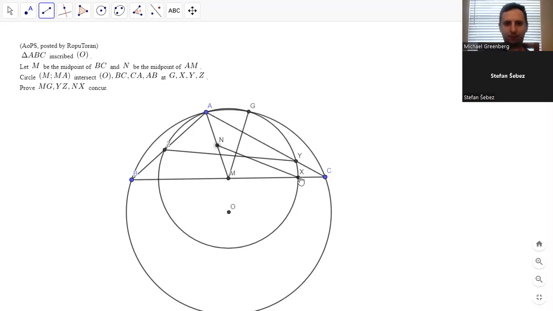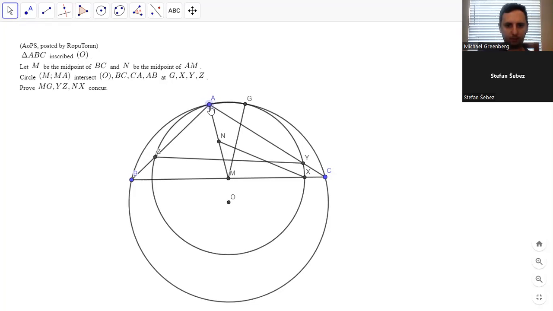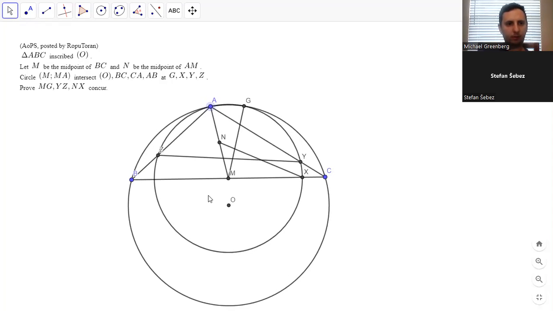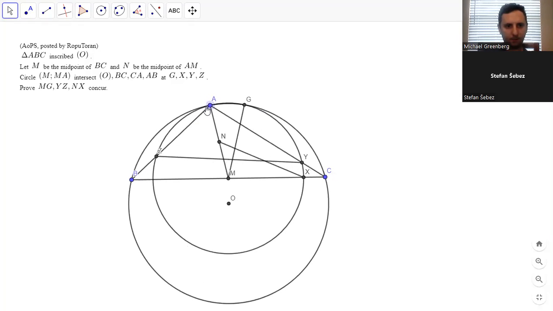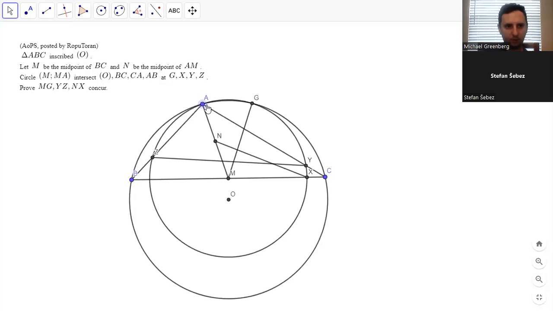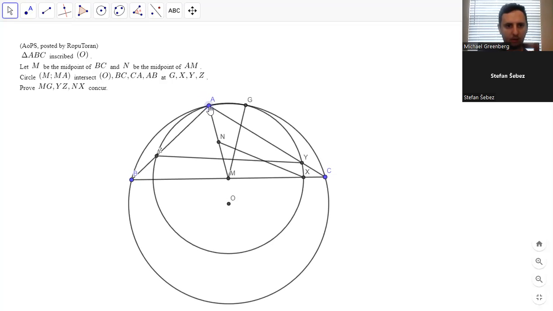That's very, wait, that's not true. Let's see. Did I make a mistake somewhere? So the triangle is inscribed in circle O, M is the midpoint of BC, N is the midpoint of AM. The circle is centered at M through A. It intersects O at G, and then BC at X, CA at Y, AB at Z. We want to show MG. Yeah, that doesn't look true. Did I do something wrong?